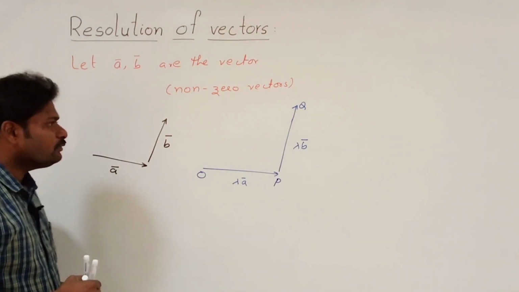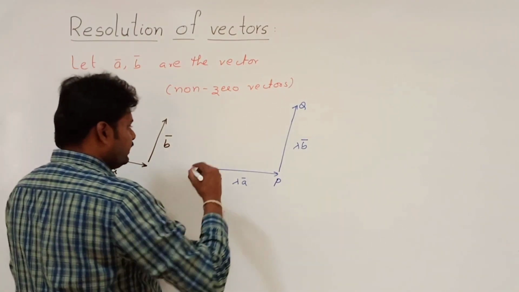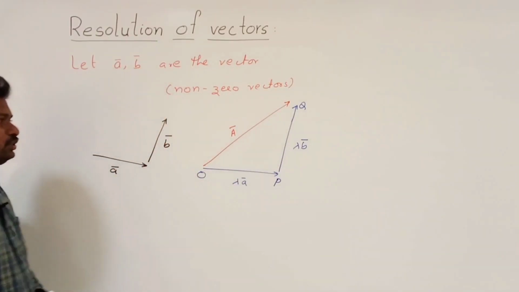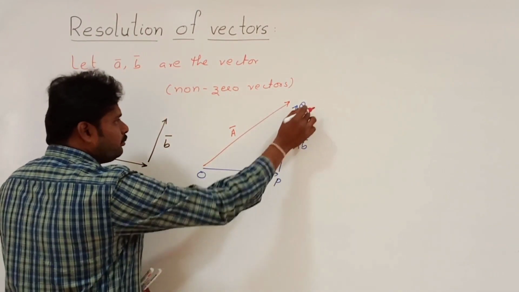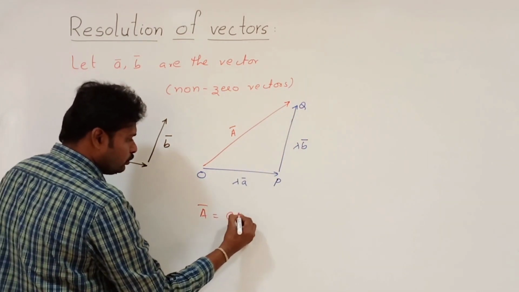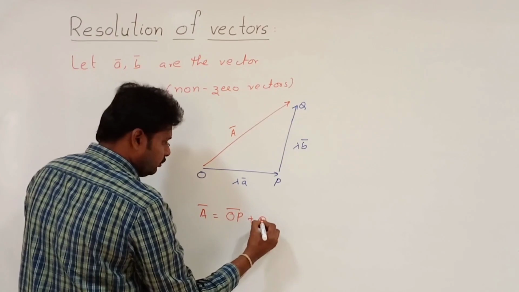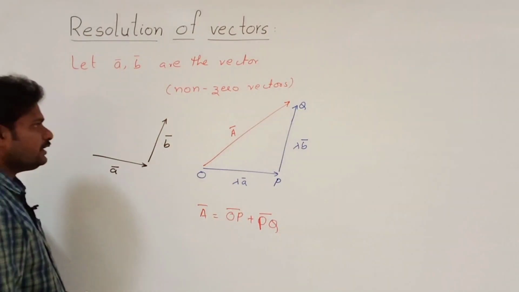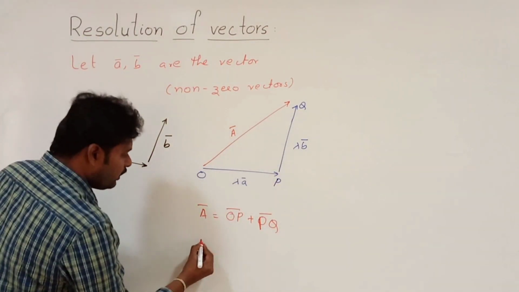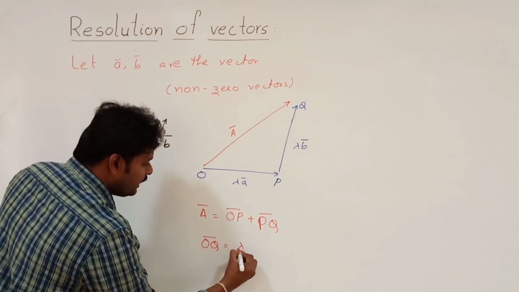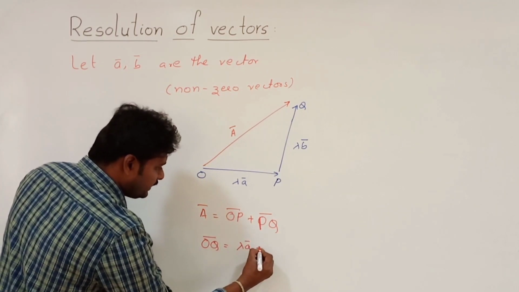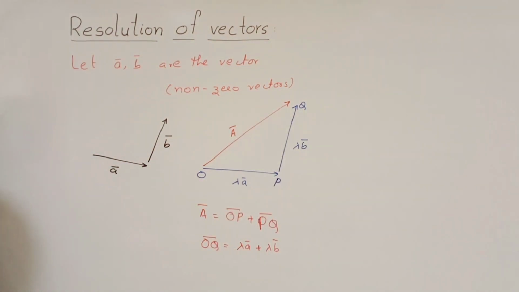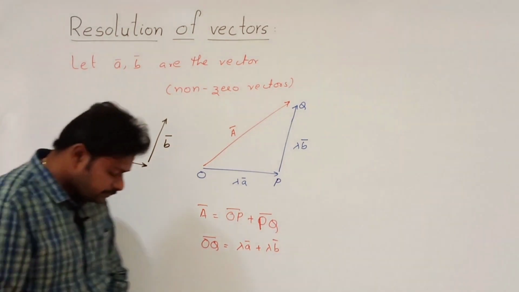Now, how to add the vectors? A vector can be written, according to the triangular law of vectors, as the addition of vectors OP and PQ. A vector is equal to OP vector plus PQ vector. Or this is also called OQ vector, which is equal to lambda A plus lambda B. This is a simple vector addition using components.